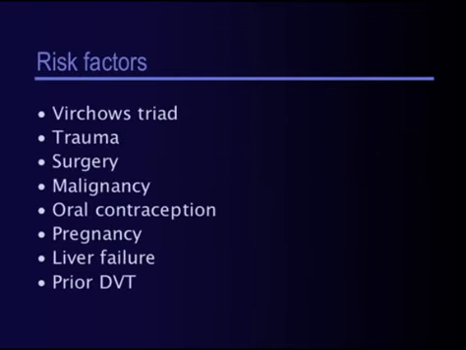The risk factors include any patient who presents with Virchow's triad, which includes venous stasis, endothelial damage, or hypercoagulability. These include patients who've experienced trauma or surgery, which is a type of trauma, malignancy, patients on oral contraceptives, pregnant patients due to stasis in the lower extremities, patients with liver failure who are hypercoagulable, or patients with a history of prior DVT.